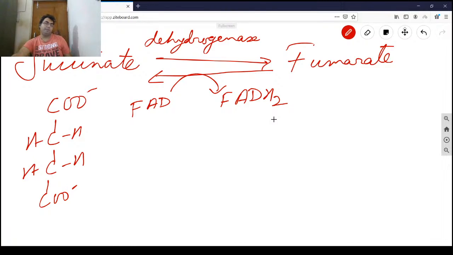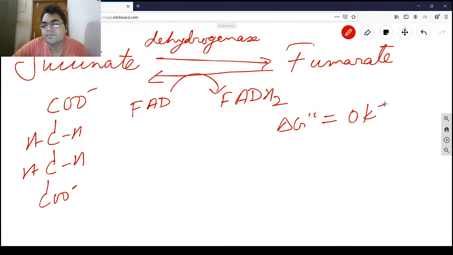FADH2. Here NAD plus won't become NADH and H plus. FAD will be directly reduced to FADH2, and this is an oxidation process of the substrate. So flavin adenine dinucleotide is reduced to flavin adenine dinucleotide dihydrogen. And the entire standard free energy of this reaction, del G naught, is equal to 0 kilojoule per mole. That is why it is a reversible reaction. Very important to know. It's a reversible reaction.